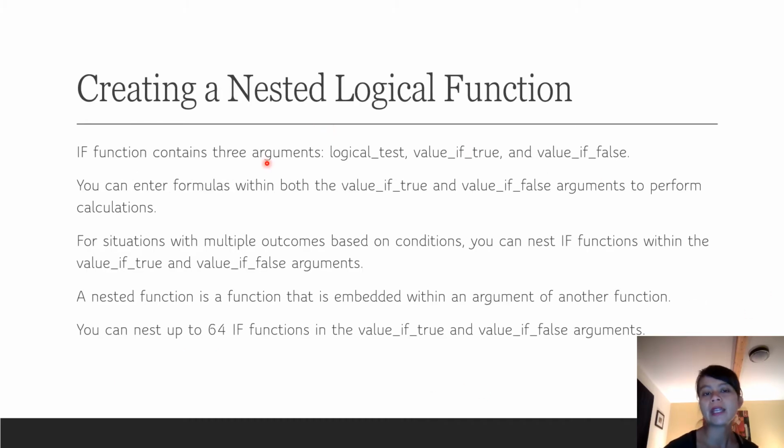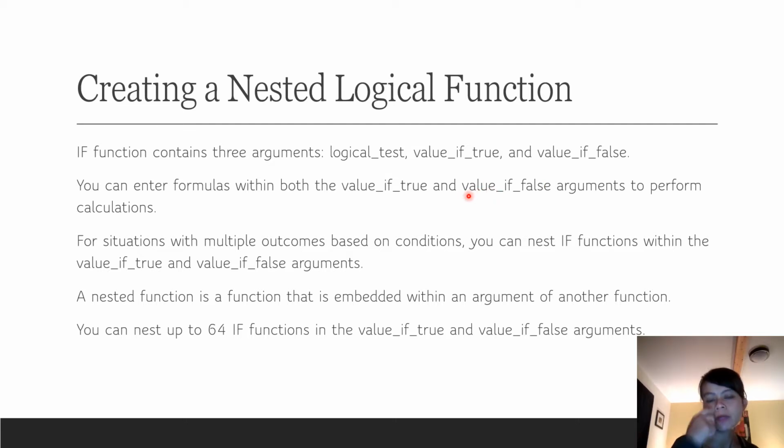Next, we look at creating a nested logical function. The IF function contains three arguments: the logical test, the value if true, and the value if false. So again, that's the IF test, and then what happens if it's true, and then what happens if it's false. You can enter formulas within both the value if true and value if false arguments to perform calculations. So in the value if true, you can put formulas in here, okay? Not just a value, you can put a formula in there, and the same in the false.